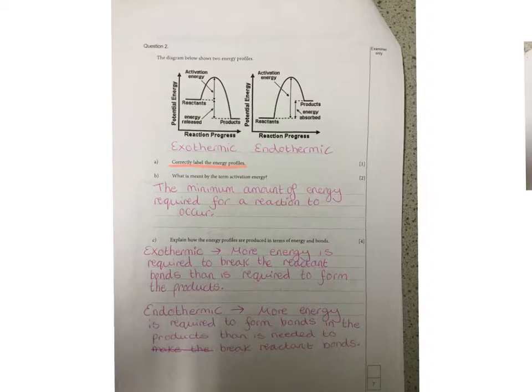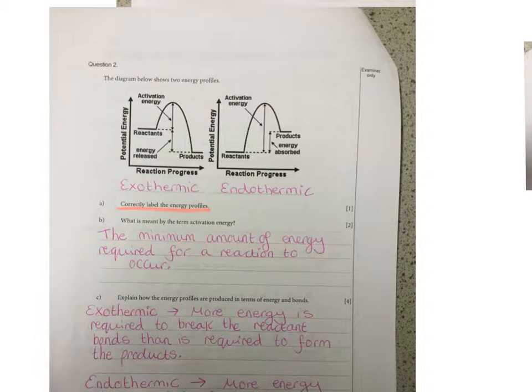Moving on to question number 2, it's asking you to identify energy profile diagrams. So that one there is exothermic because there's more energy in the reactants than the products. And that one there is endothermic because there's more energy in the products than the reactants. So correctly label your energy profile diagrams, make sure you are doing that.